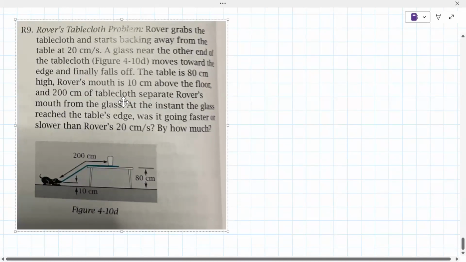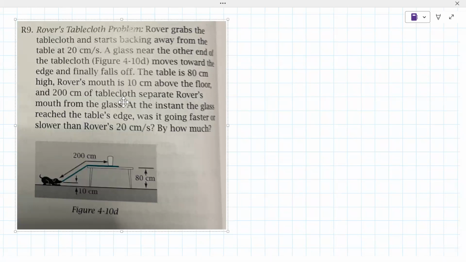All right. Rover grabs the tablecloth and starts backing away from the table at 20 centimeters per second. A glass near the other end of the tablecloth moves toward the edge and finally falls off. The table is 80 centimeters high and Rover's mouth is 10 centimeters above the floor, and 200 centimeters of tablecloth separate Rover's mouth from the glass. At the instant the glass reaches the table's edge, was it going faster or slower than Rover's 20 centimeters per second?